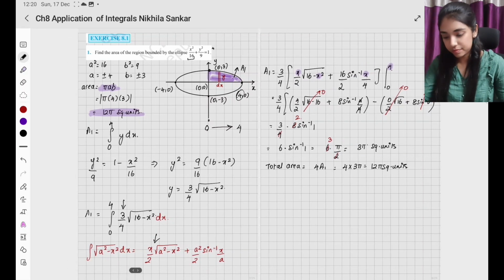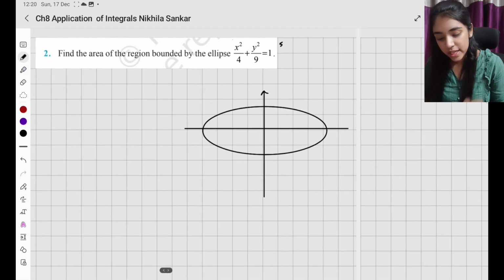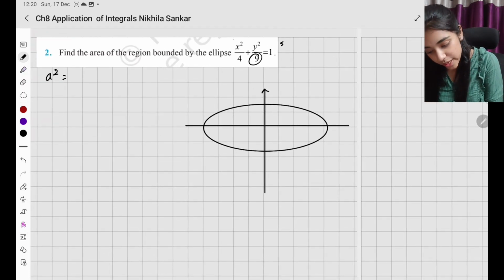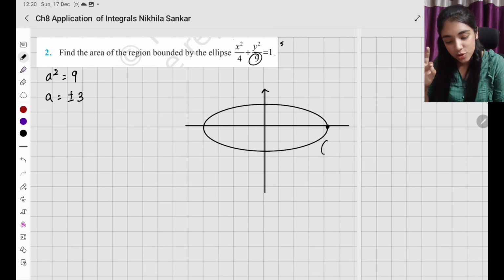Question number 2. இப்போ இந்த இடத்துல y coordinate ஓட வேல்யூ ஜாஸ்தியா இருக்கு. So that is going to be my a square. So a square equals 9, a equals plus or minus 3. So that is going to be my major axis. எதுக்கு வேல்யூ ஜாஸ்தியா இருக்கோ that is going to be my major axis.